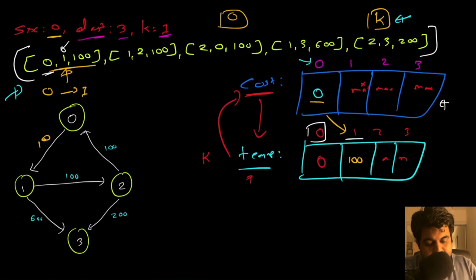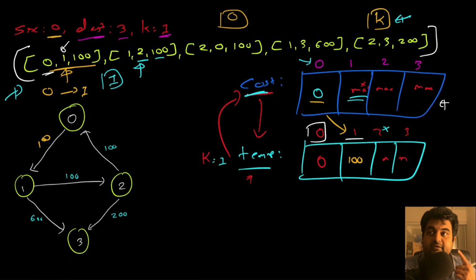Next, in order to reach city number 2, it takes $100 from city number 1. But in our original cost array, we cannot reach city number 1. So once again, we should not be able to reach city number 2 as well, because city number 1 is not reachable. So notice this is going to be for k is equal to 1, only one city. So we can only make one stop, so that is this stop.